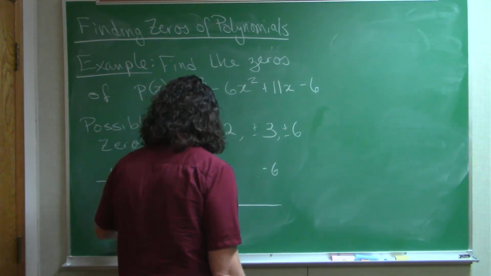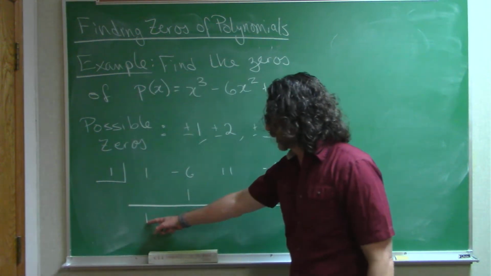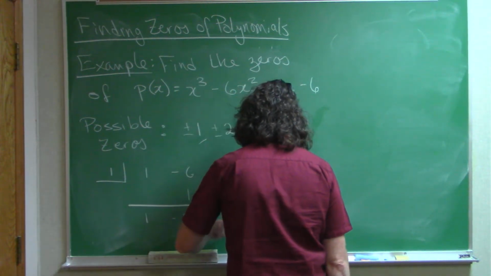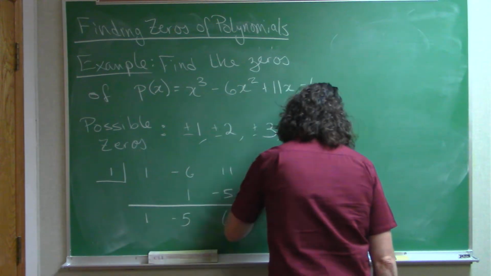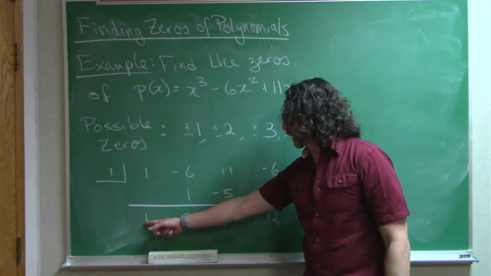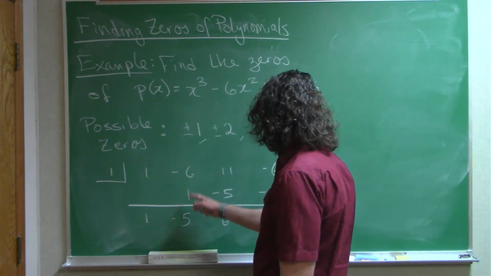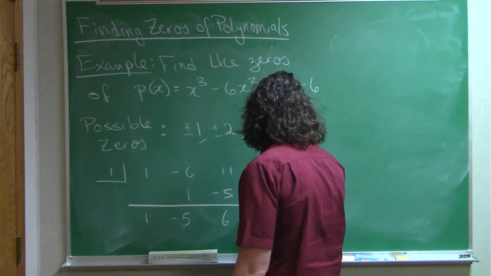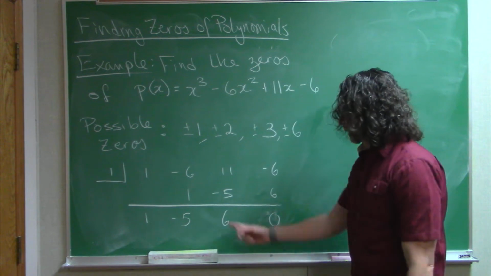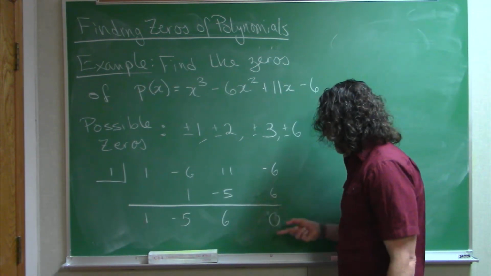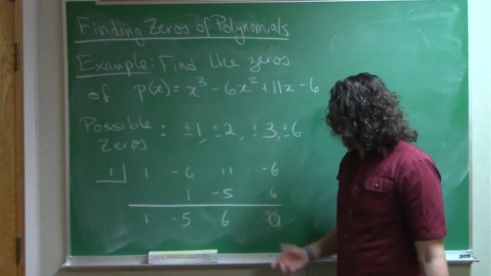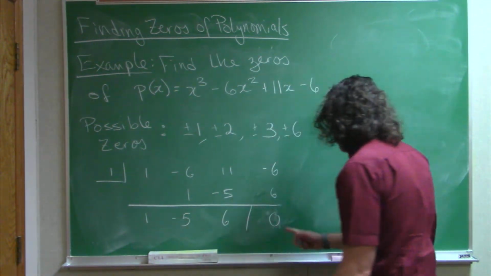Okay, so 1. Remember, whatever's here, we drop it down, we multiply. -5, we add. -5, we multiply. 6, oh, so close. Let me just make sure I did the arithmetic right. Drop it down, multiply, add. Oh, actually, I had the sign wrong there. Okay. Add, multiply, add. Okay, I'm multiplying by 1 every time because the 1 is right there. And, well, I kind of lucked out. Okay, the remainder is 0.